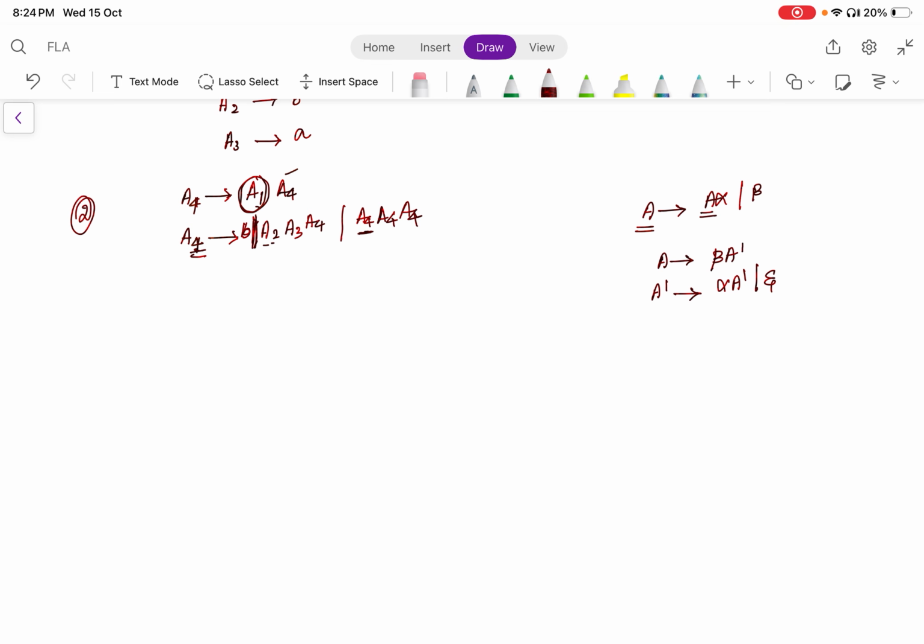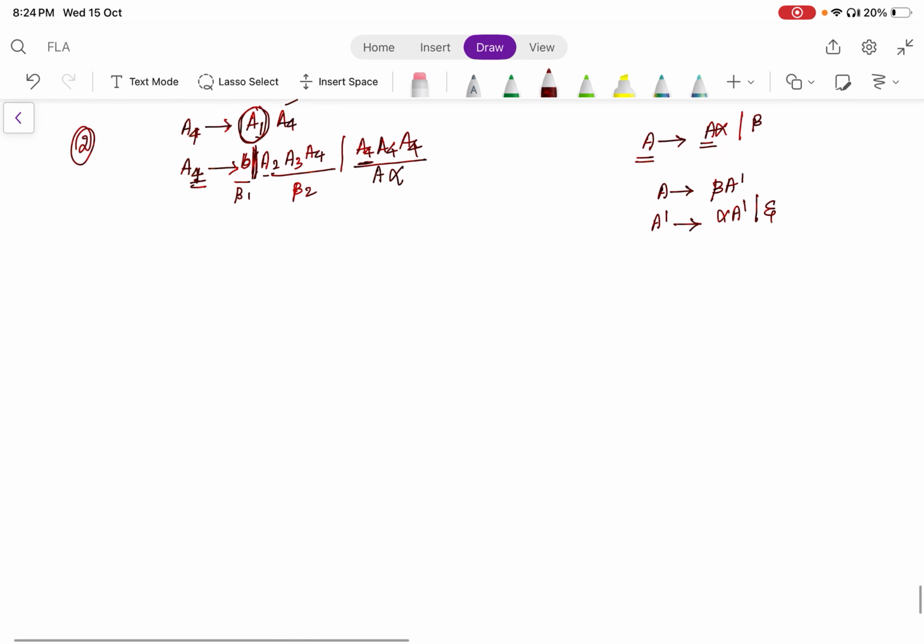So this is of the form here. Your B is your beta 1. This one is beta 2. The production in which you found the left recursion is your A alpha. So how will you rewrite this? A tends to, that is A4 tends to beta A dash. What is beta here? B for the first beta A dash. What is A dash?